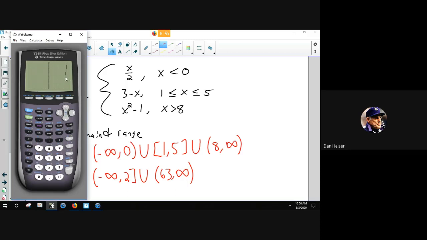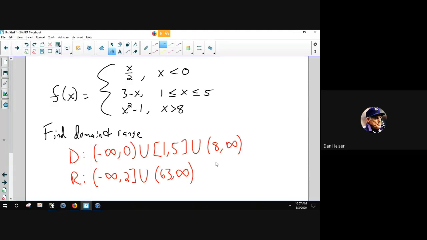63 is our beginning. So if x was allowed to be 8, y would be 63. But x is not allowed to be 8, so y cannot be 63. That's why we put the parenthesis. It gets really, really close as this falls. It gets really close to y equals 63, but it never gets there. So there's our range for this piecewise function.